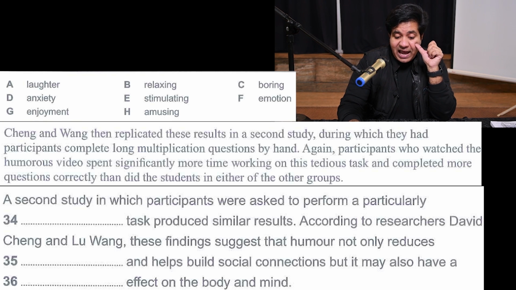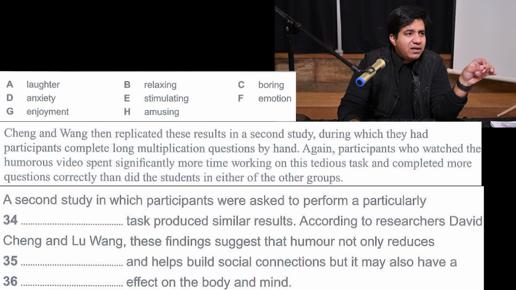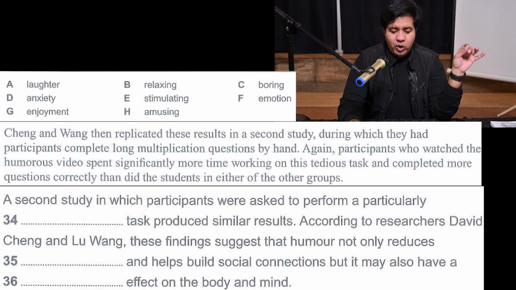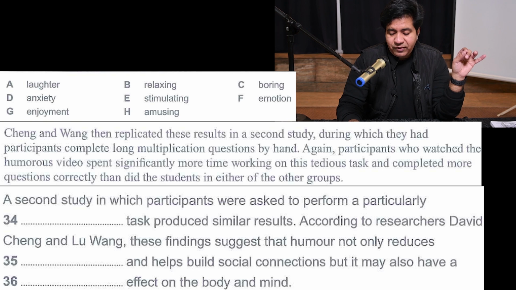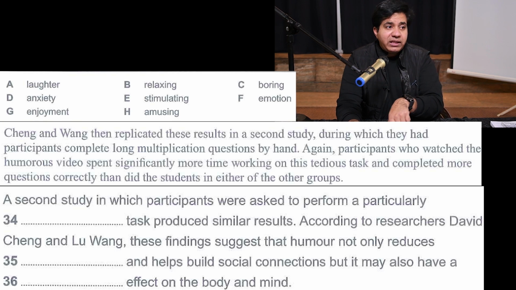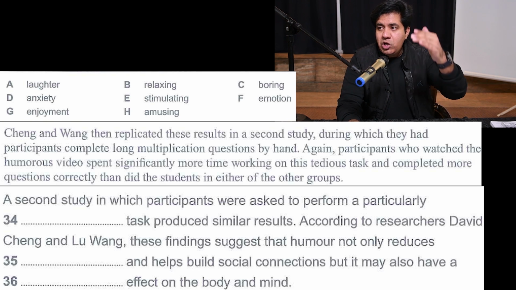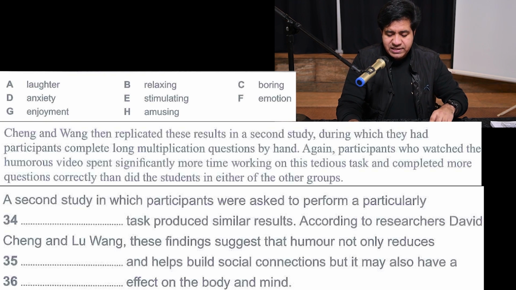Long multiplication questions by hand. So that's not anxiety. That is boring. When you do long multiplication questions by hand, it becomes boring. You are multiplying and all that. So C is the right answer for that. And by the way, no other word will match with long multiplication questions. Okay, let's go on. Question number 35.